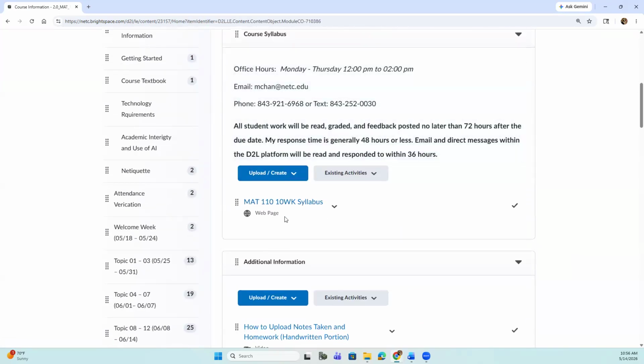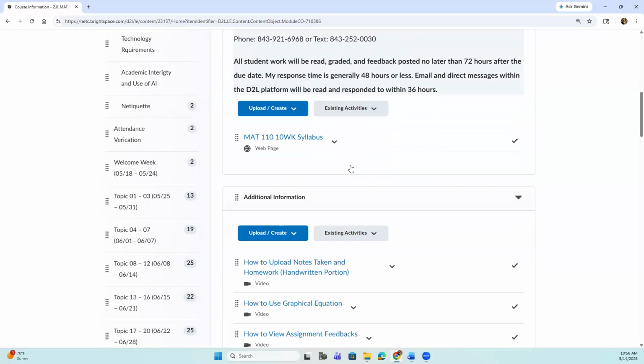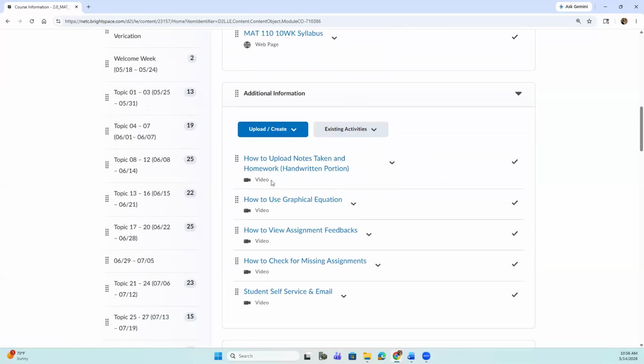Now we'll go over the syllabus here in a little bit. My contact information again is listed right above the syllabus here. How to upload notes taken and homework handwritten portion. This video just shows you one particular way how to upload the notes that you took and all the handwritten portion of the homework.